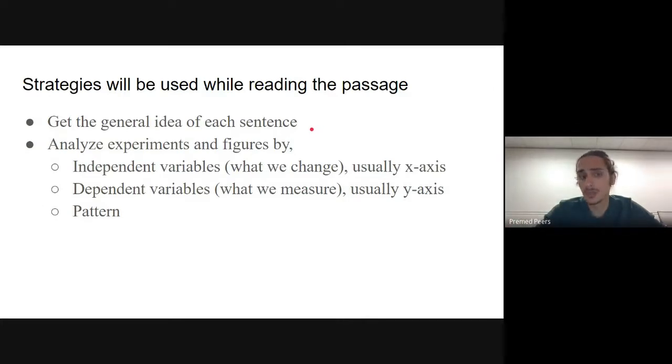What is really important, though, is when we encounter experiments or figures, we want to break them down by three categories. What are the independent variables? What are the dependent variables? And what is our pattern? The independent variable is the variable that we are changing. This is usually our x-axis. It could be different. Dependent variables are usually on the y-axis, and they are what we are measuring in our data. The third thing we look at is pattern. What does our data tell us?